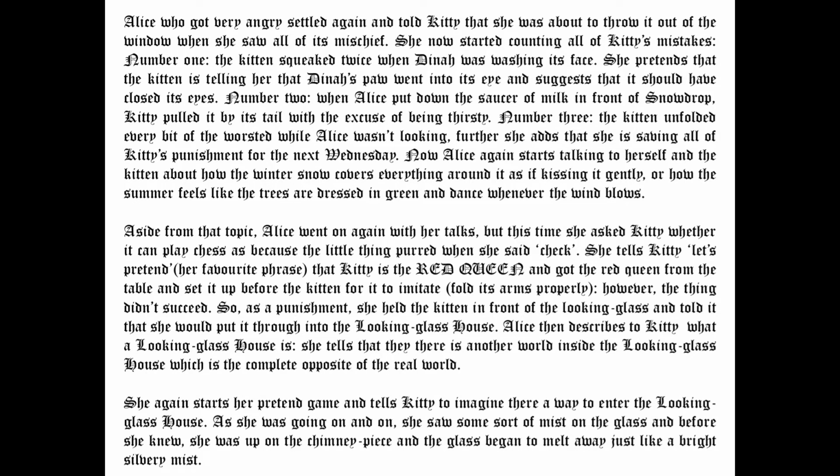Alice, who got very angry, settled again and told Kitty that she was about to throw it out of the window when she saw all of its mischief. She now started counting all of Kitty's mistakes. Number one was the small kitten squeaked twice when its mother Dina was washing its face. She pretends that the kitten is telling her that Dina's paw went into its eye and suggests that it should have closed its eyes.